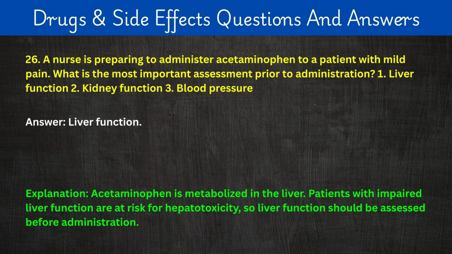A nurse is preparing to administer acetaminophen to a patient with mild pain. What is the most important assessment prior to administration? 1. Liver function. 2. Kidney function. 3. Blood pressure. Answer: liver function. Explanation: acetaminophen is metabolized in the liver. Patients with impaired liver function are at risk for hepatotoxicity, so liver function should be assessed before administration.